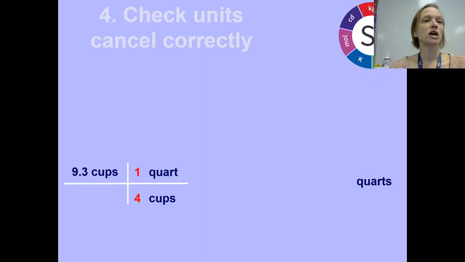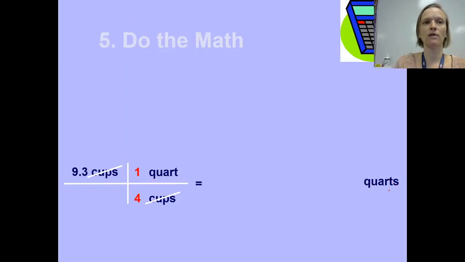Step 4 is to check to make sure that the units cancel correctly. We're just double checking to make sure we had the right conversion factor here. Cups divides away from cups, and quarts are left, which is good because I have quarts for my final answer. So yes, my units cancel correctly.